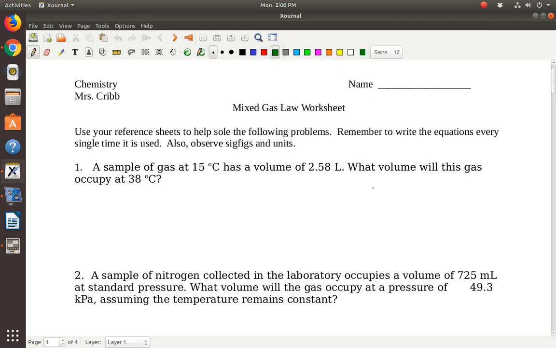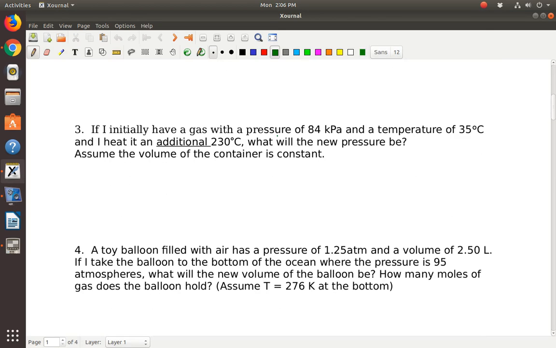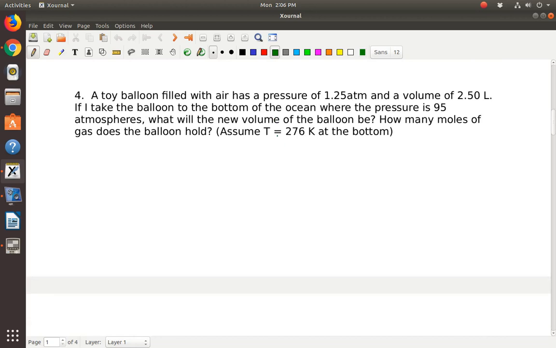Okay guys, this is the Mixed Gas Law Worksheet, and this is video 10 from Chapter 10, 3B. We're going to do just one question together from this worksheet, so you need to pull it out and make sure you're ready.